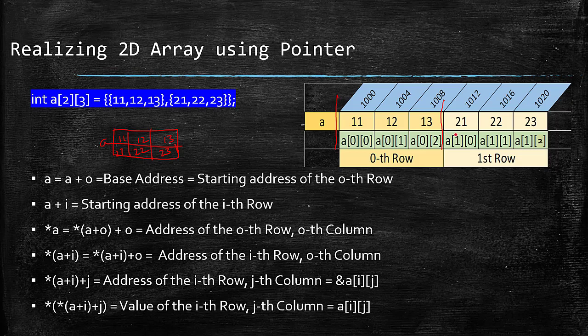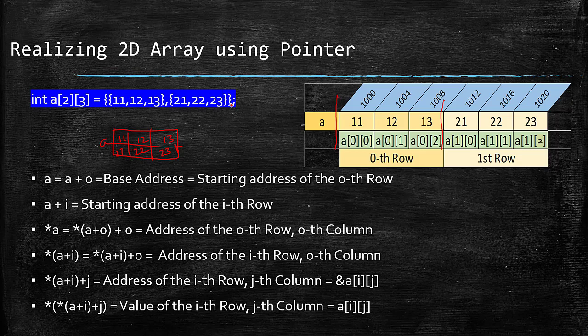The array name will always represent the base address or the starting address, but in the case of a two-dimensional array, the base address means the starting address of the 0th row, not like a one-dimensional array where the base address represents the address of the 0th cell. Here it represents the address of the 0th row. So the array name, instead of representing a particular cell, represents a row.